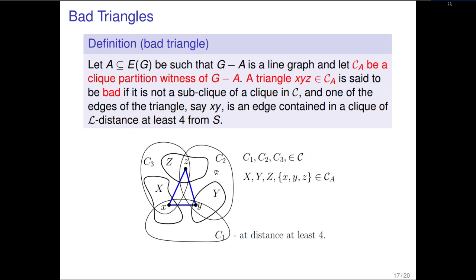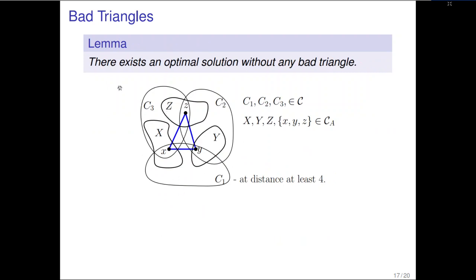Which then shows that the only bad thing that can happen is that in the solution witness there is a triangle like this that intersects C1 only in an edge. We call such a triangle a bad triangle. And what we show, by a relatively technical proof, is that there is an optimal solution without any bad triangle. And the situation with a bad triangle is like this. So we have this clique C1 containing xy, and we have cliques C2 and C3 that contain z, such that z and x is in C3 and z and y is in C2.